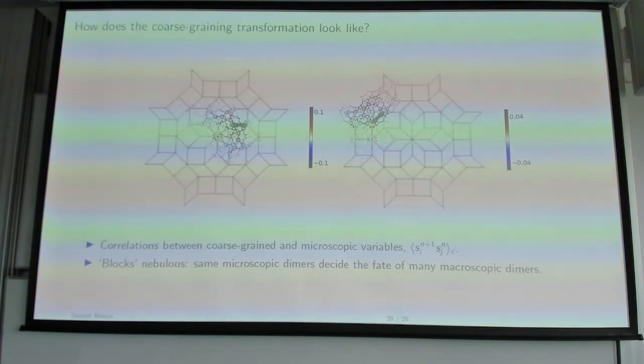Okay. The last thing you could ask me: how does the coarse-graining transformation look? Does it look like a block spin transformation? What I've shown you are connected correlations between the microscopic spins and the coarse-grained spins near a fixed point. If this is a coarse-grained dimer, then the correlations with microscopic dimers are a bit more nebulous than what you'd expect from, let's say, an Ising model transformation. The same microscopic dimer really affects the fate of multiple coarse-grained dimers.